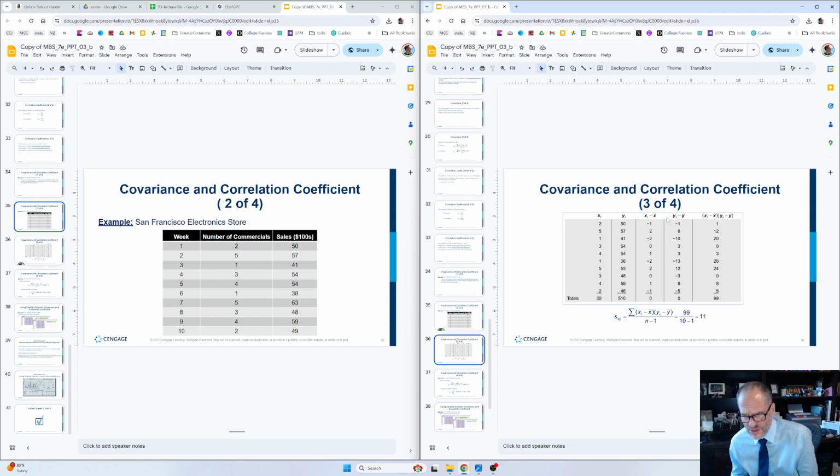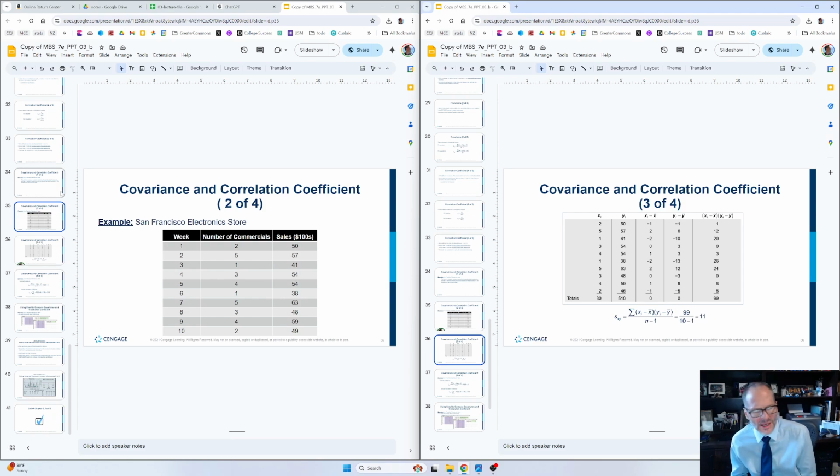And then we do the same over here with this data point minus this mean. The mean here would be 51. So 50 minus 51 is -1. 57 minus 51 is 6. And then we multiply each of those together. -1 times -1 is 1. 2 times 6 is 12. We add all that up, we get 99. So that's the top part, 99. Then we do n minus 1. 10 minus 1 is 9, and 99 divided by 9 is 11. So our covariance is 11.